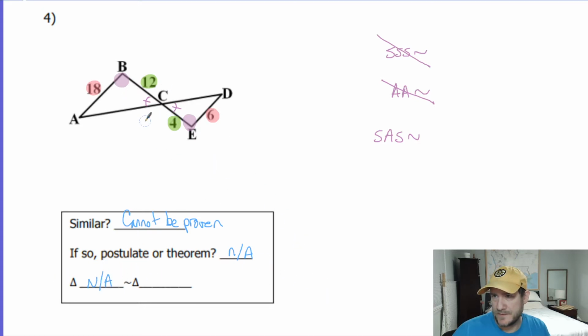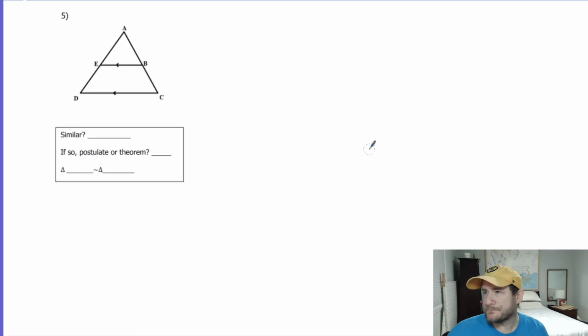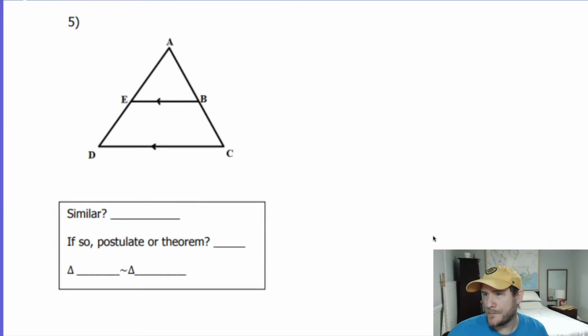So that's it. Here the important thing to understand was just that what we had was an angle, a side, and a side in that order. An angle, side, side, just like before, that's not a thing. It doesn't work. So we got to move on. So here's 5. This is another easy one, if you know what you're doing.